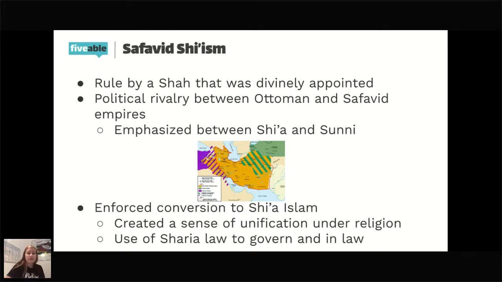Foreign or Sunni shrines, even Sufis, were banned. Other religions were really eradicated, which created a sense of homogenous culture within Persia that had previously had lots of different religions practiced there.